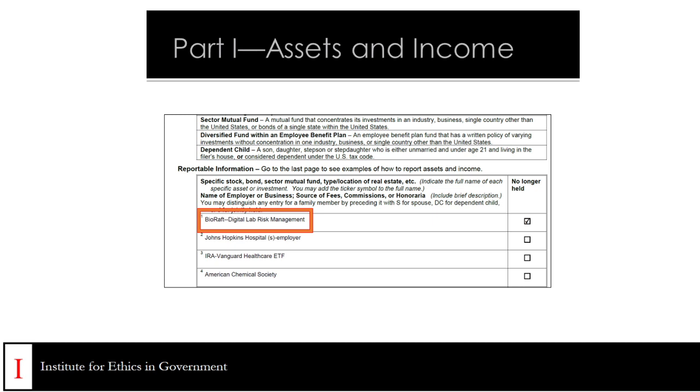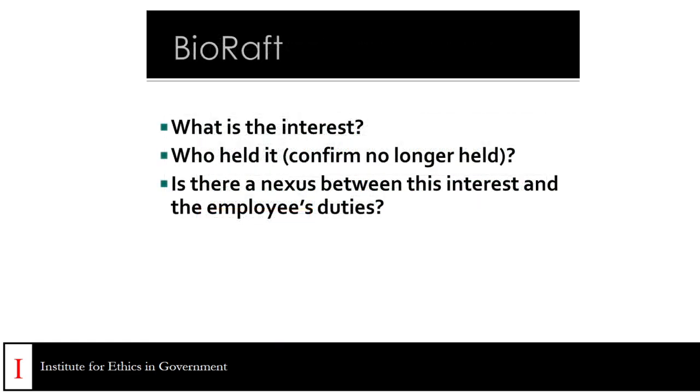So what is it that we want to ask ourselves about this? Well, the list of questions that we want to begin with, and these are going to be a consistent theme throughout the review of your form, is first of all, what is the interest? We can't possibly do a conflict of interest analysis if we don't know what the nature of the interest is. So we want to know what is BioRaft, but we also want to know what type of interest is it? Is this a source of earned income? Is this an asset that's held for investment purposes? Like what is this to the filer? We want to find out who held it and confirm that it is actually no longer held. And most importantly, is there any likelihood of overlap, any kind of connection or nexus between this interest and the employee's duties?